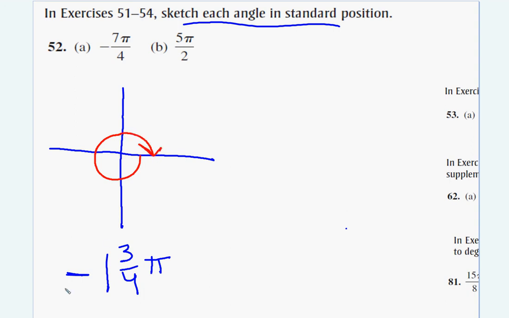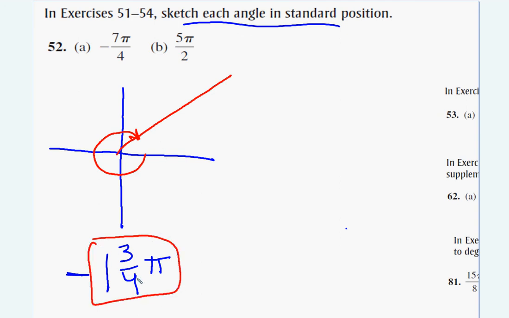So if I've gone that far, I've gone too far. I need negative 1 3/4. So here's negative 1, negative 1.5, 1 3/4 is going to stop right about here. And if we think about it, another quarter pi would take us all the way around to 2. This is very close to being 2 pi. We're only 1/4 off, so that's this missing gap. So there is negative 7 pi over 4 drawn in standard position.